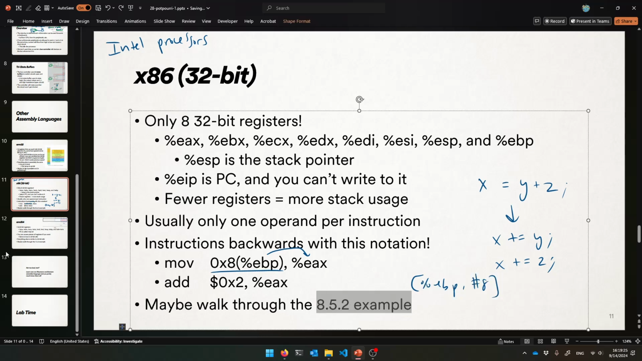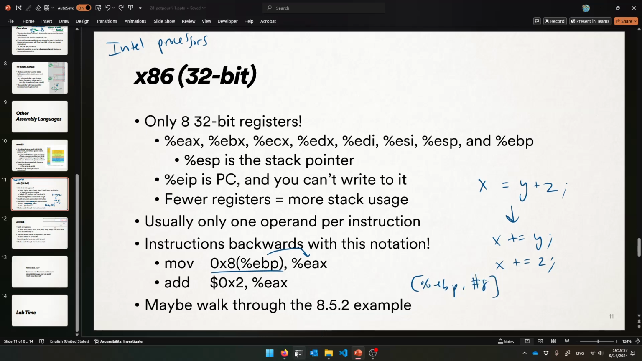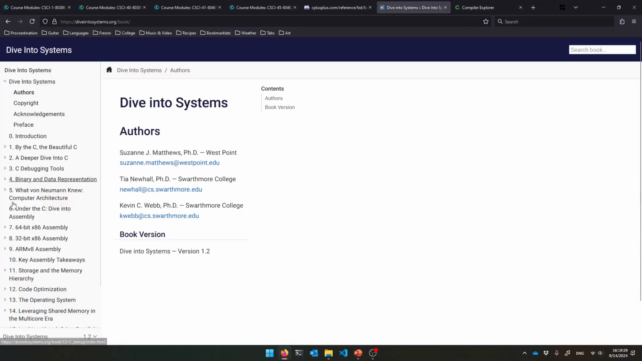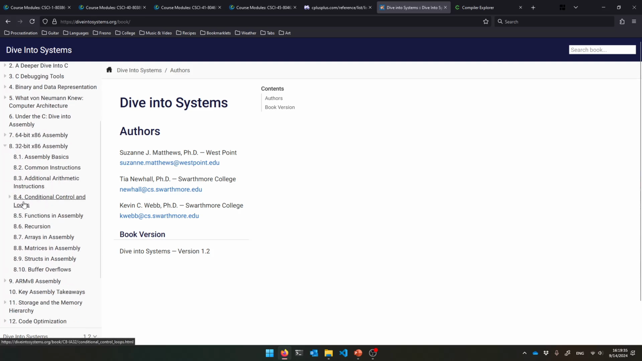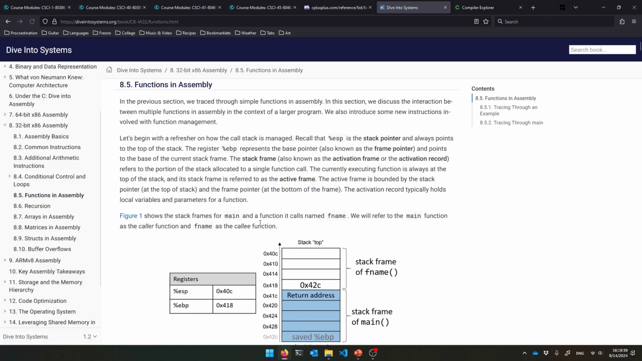Here's an example in your book. We can go through 8.5.2, I guess. Feel free to read this chapter on 32-bit x86 and 64-bit. It's an example of a function.